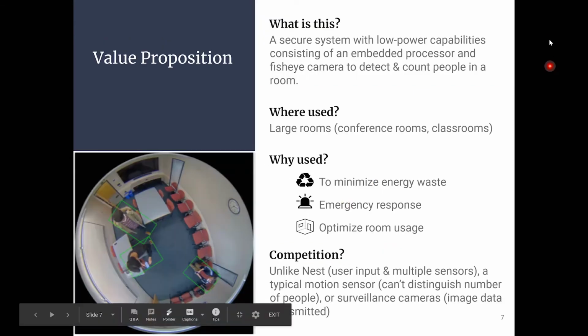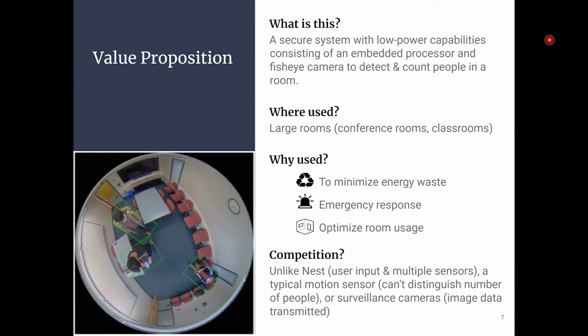So essentially, the Snell Lens is a low-powered system that has capabilities consisting of an embedded processor and a fisheye camera to detect and count people in a room. This is to be used in large rooms like conference rooms or classrooms, hopefully with minimal obstructions in the view, and is to be connected to these HVAC systems or lighting controls.